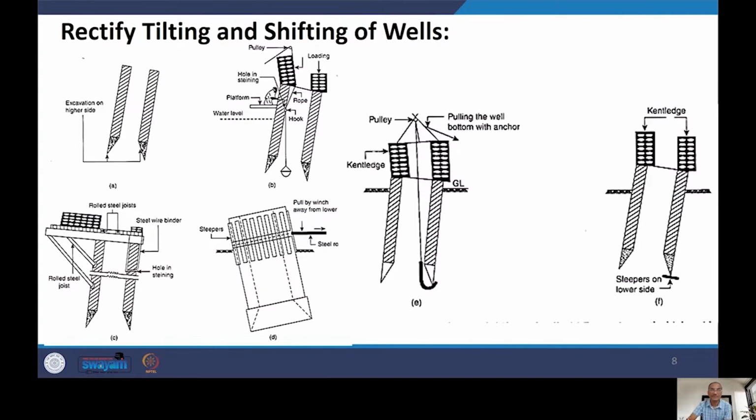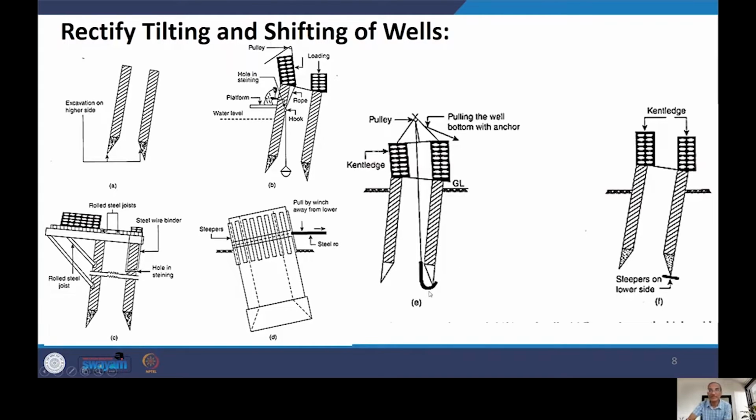So you have here the figures A, B, C, and what is done in D: sleepers are used here to rectify the tilt. This is tilted this side, so this needs to be pulled down like here, and then brought to this side. Same thing is here.